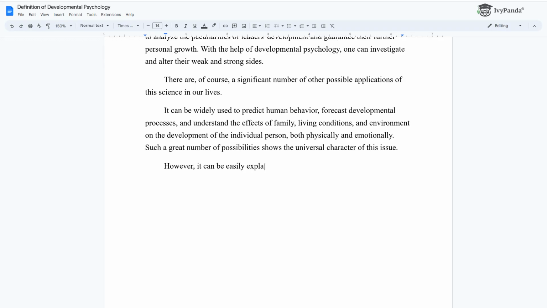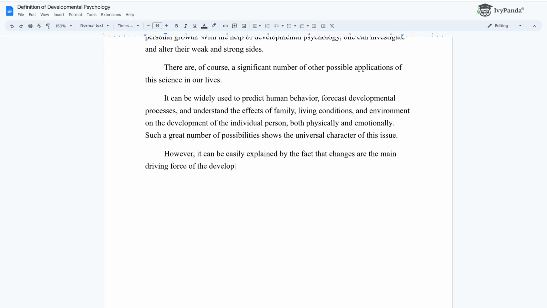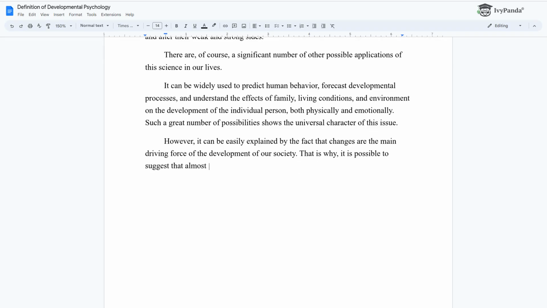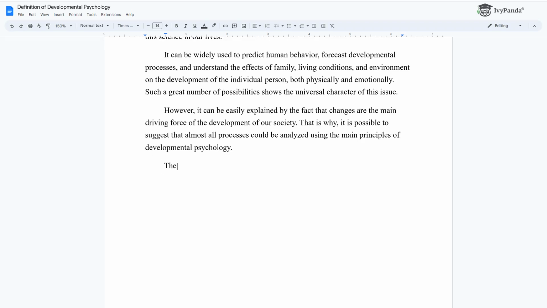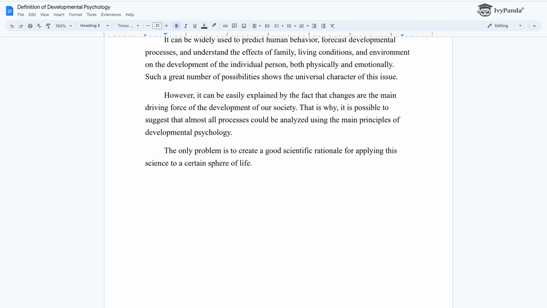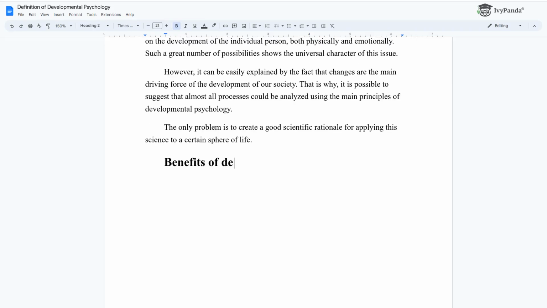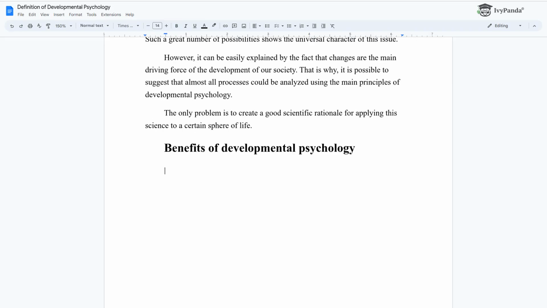However, it can be easily explained by the fact that changes are the main driving force of the development of our society. That is why it is possible to suggest that almost all processes could be analyzed using the main principles of developmental psychology. The only problem is to create a good scientific rationale for applying this science to a certain sphere of life. Benefits of developmental psychology.